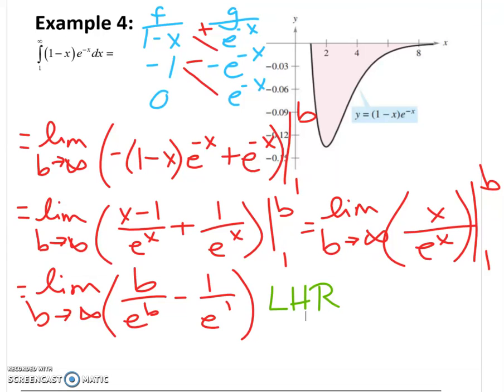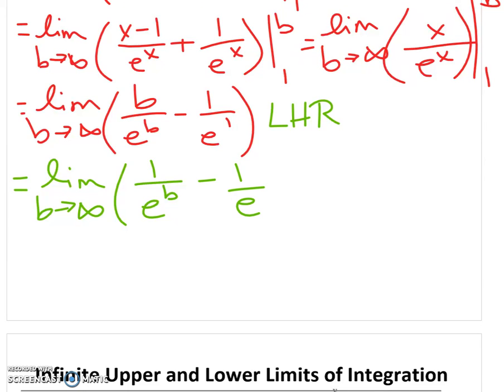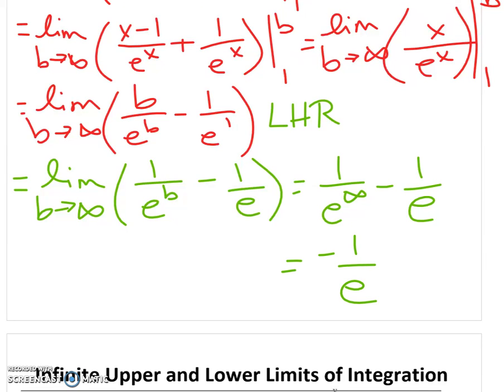Let me scroll down so that we have some space. So that would become the limit as b goes to infinity of the derivative of that guy, so that would become 1 over e to the b, because it's its own derivative, and then this guy we don't need to do anything with because he's fine, so he can just hang along there. Alright, so now when we substitute in, that's just going to be 1 over e to the infinity minus 1 over e. 1 over e to the infinity is 1 over infinity, which is 0. 0 minus 1 over e is an answer of negative 1 over e for the value of that integral.